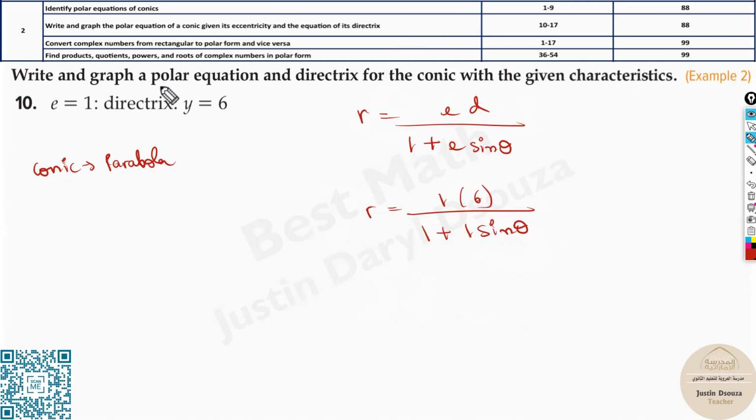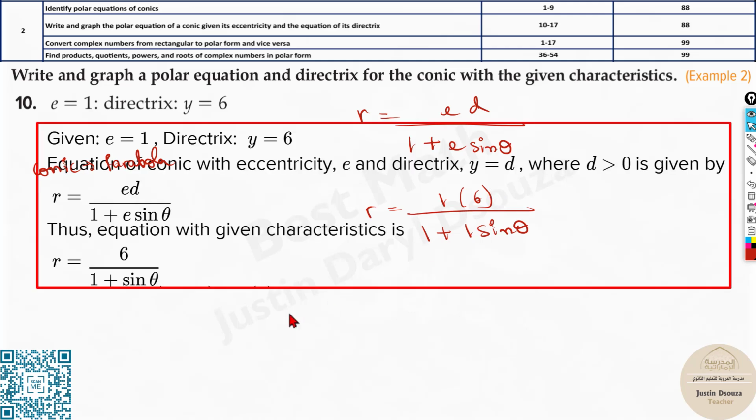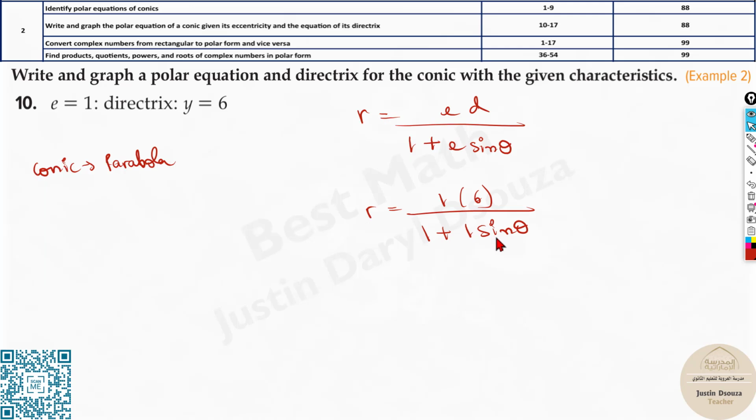So what exactly do they want? Oh, you need to graph. Okay, we'll do the graph in a minute. But the directrix is given. Okay, this is it. The equation is found. Now, how can you graph? There are various ways to graph. Let's just go to the graph and I'll then tell you about it. Now, we have written it in terms of e times d. They have directly written 6. It's up to you. Both are correct answers, okay?